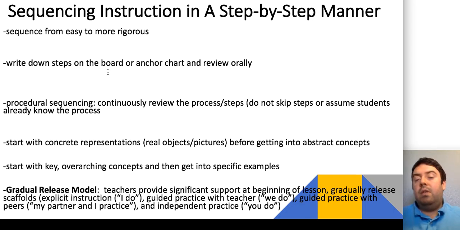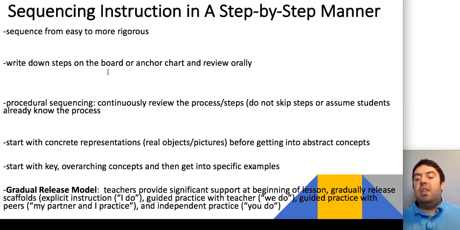Another thing to sequence instruction is to start out by providing the key details or a summary of what you're about to teach at the beginning of your lesson. And then close your lesson with another summary of what you've taught students. Another thing is whenever you are teaching a concept, make sure you give specific examples. That helps to sequence instruction.